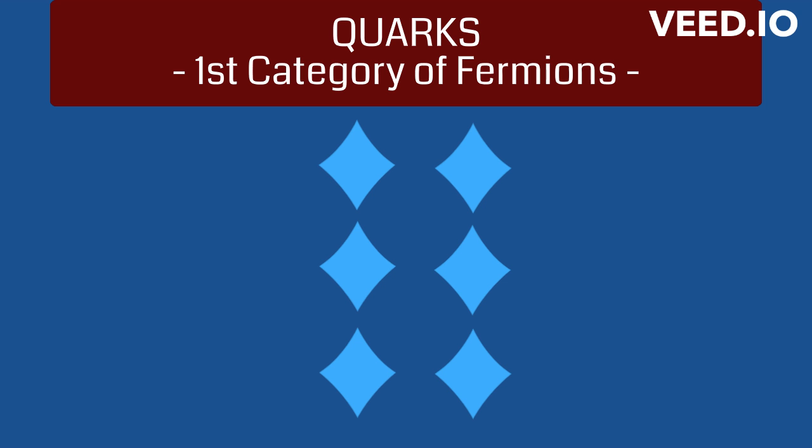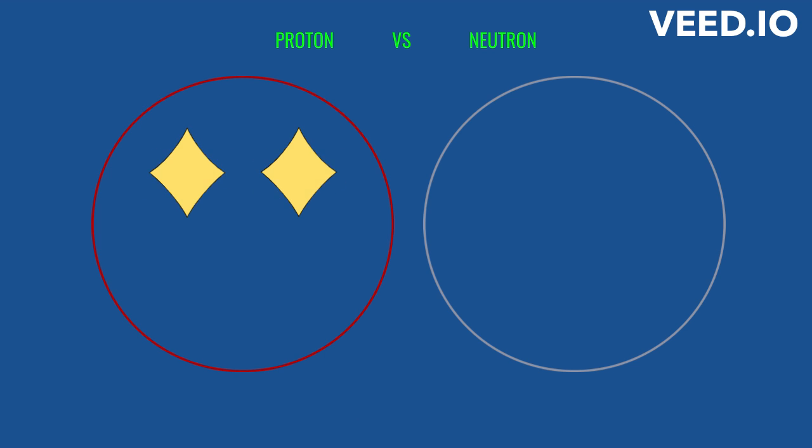So far, six quarks have been discovered. The two we are concerned with are the up and down quarks. Both protons and neutrons are made of these two types of quarks in different configurations. Protons have two up quarks and one down quark, while neutrons have one up quark and two down quarks.